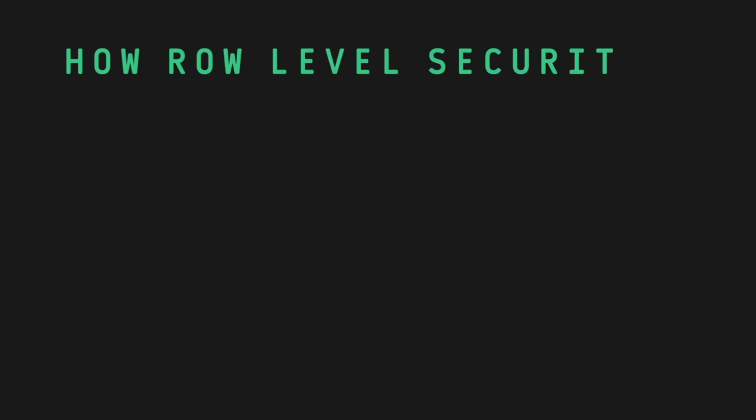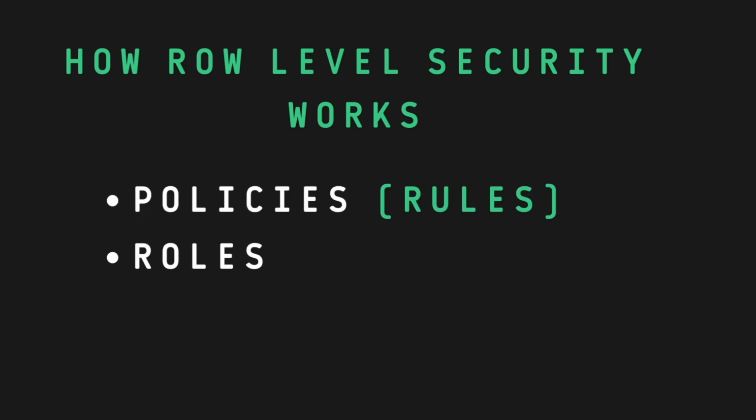Okay, so how does row level security work? It involves two main concepts, policies and roles. Row level security uses security policies to define the rules for accessing the rows. Policies are where we are going to define the rules, or as we may call them, conditions. These policies determine which rows can be accessed by specific roles, which is our second concept. Access is often based on the user roles that have been set.